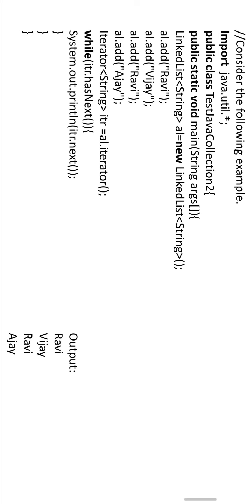To add the elements to the linked list, once again we use the predefined method add. Here we give as a parameter Ravi. In this example also we are adding 4 elements of String data type, and LinkedList also allows duplication of elements. That's why we are storing the name Ravi 2 times. Ravi, Vijay, Ravi, Ajay. It is also storing the same thing.